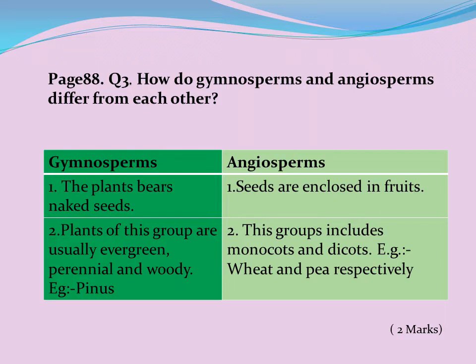Plants of gymnosperms are usually evergreen, perennial and woody. Example, Pinus. Angiosperms include monocots and dicots. Example, wheat and pea respectively.